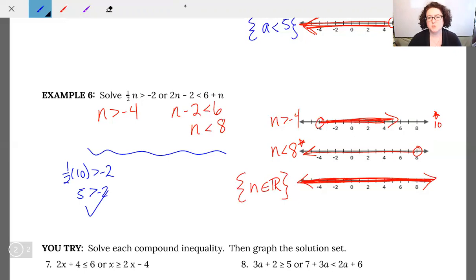For and statements, both pieces have to be true. You need your overlap. But for or statements, as long as one piece is true or the other piece is true, you can include that in your solution set. Okay, just like before, go ahead and try the you try problems, pause your video, and then come back to see how you did.